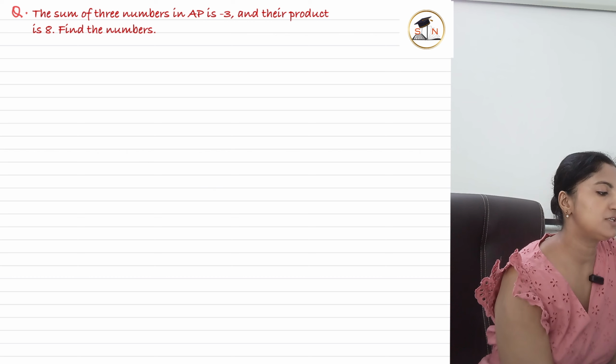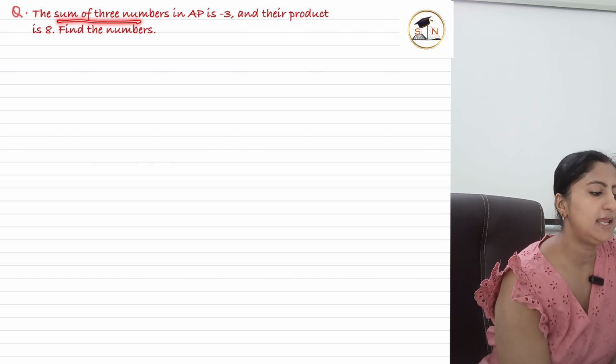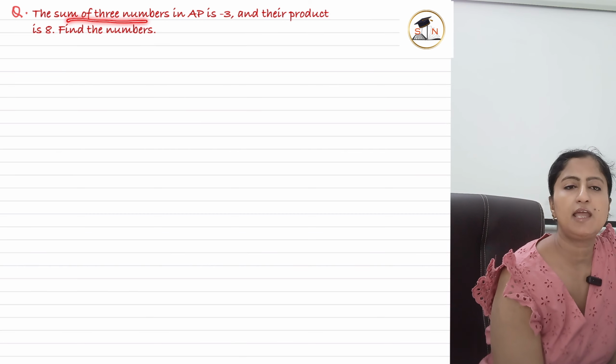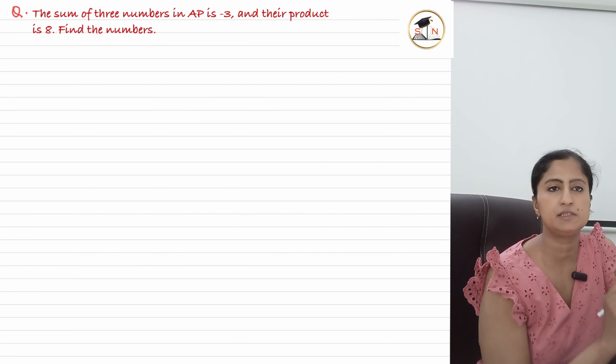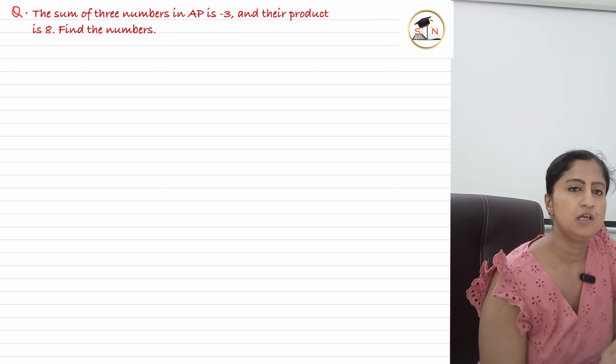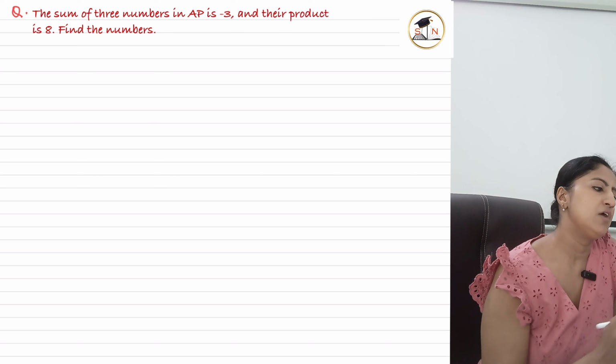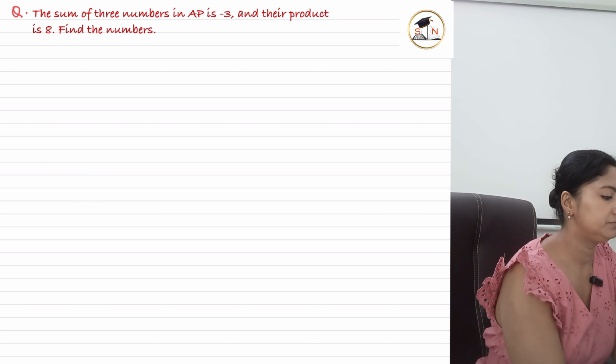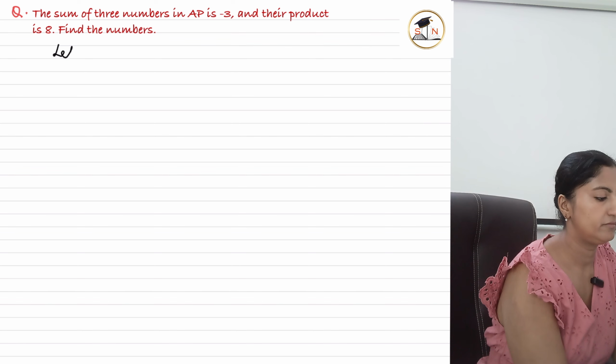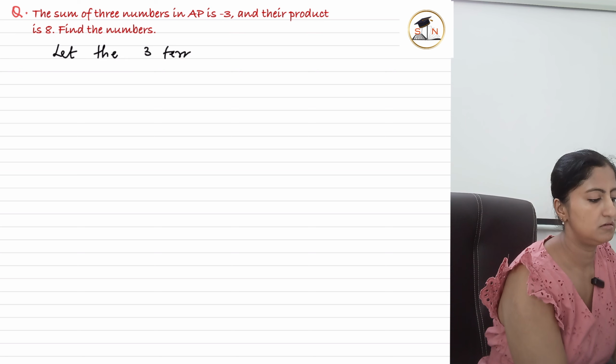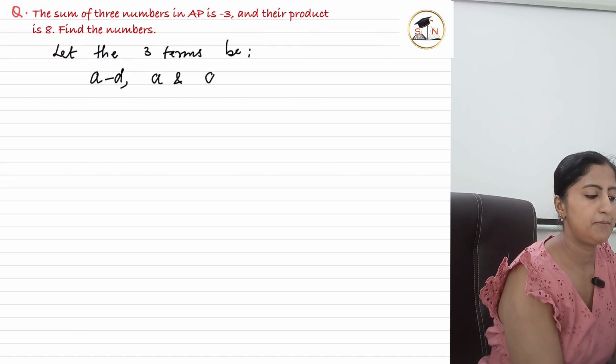Okay. So the first question says, the sum of three numbers in AP is minus 3 and the product is 8. Find the numbers. See what they are saying. Sum of three numbers. They haven't said whether it is the first three numbers or which three numbers, but they just told sum of three numbers. So instead of taking any random an, what we will be doing, we will be writing let the three terms be a minus d, a and a plus d.